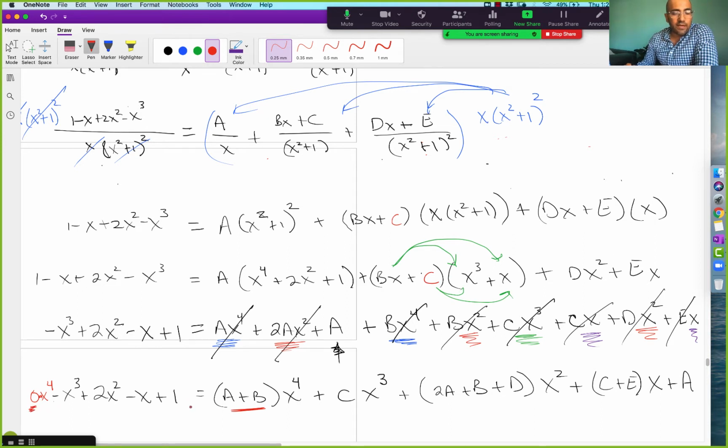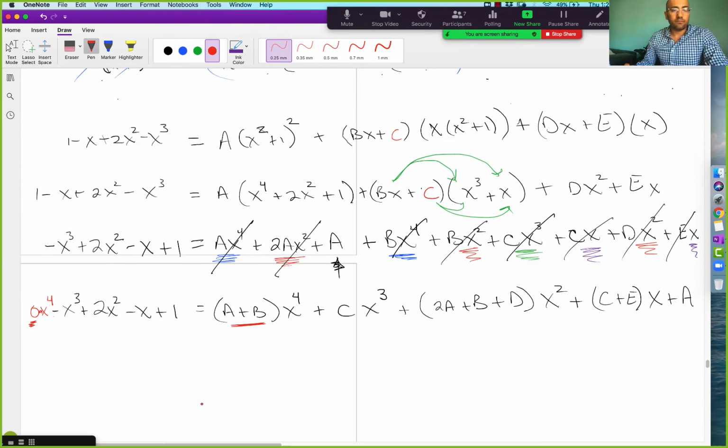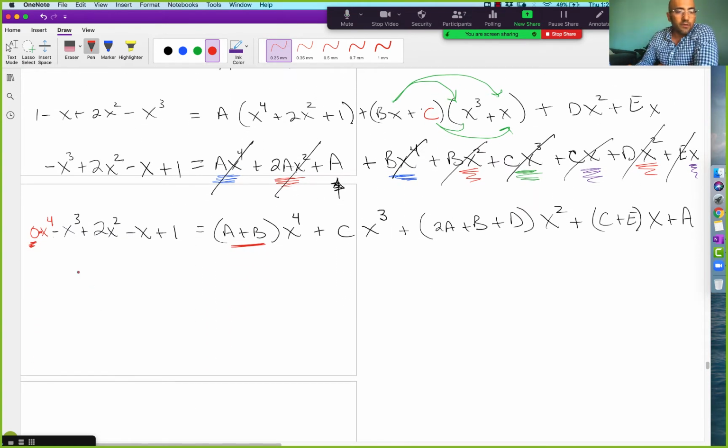So from there, I can conclude that a plus b must be equal to 0. Good. The constant in front of the x cubed part is this c, and well, there it is right there, c. So from there I can conclude that c must be negative 1. That's going to make that easy.